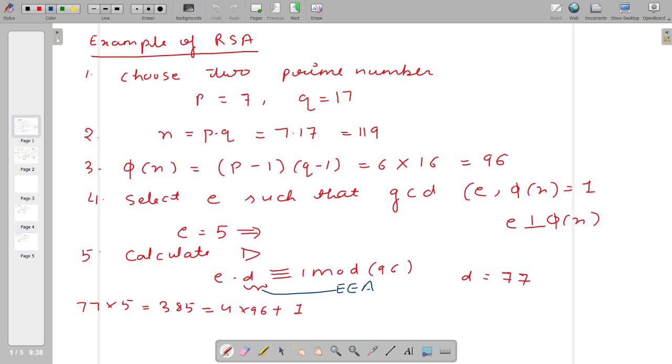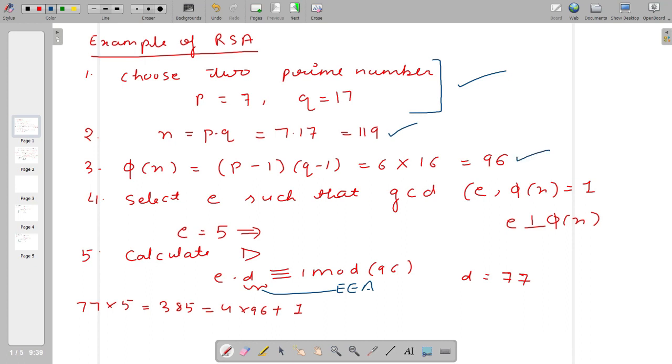So this is how the RSA algorithm is performed. First we need to select two large prime numbers. In this case, because we are doing everything manually, I select two easy numbers so that the calculation is going to be easy. p is 7 and q, both are prime. Now in the next step we are going to calculate n, which is p into q, and in this example it comes out to be 119.